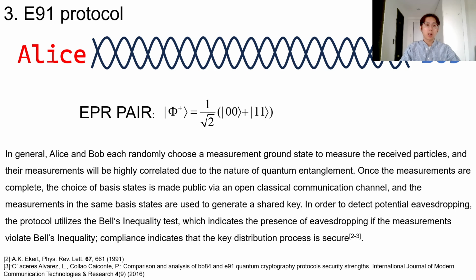Once the measurements are complete, the choice of basis is made public via an open classical communication channel, and the measurements in the same basis are used to generate a shared key. In order to detect potential eavesdropping, the protocol utilizes the Bell inequality test, which indicates the presence of eavesdropping if the measurement does not violate Bell's inequality. Violation indicates that the key distribution process is secure.